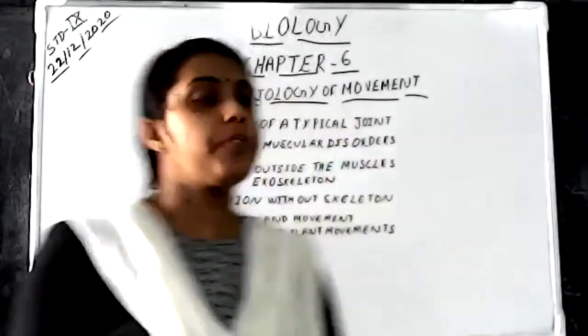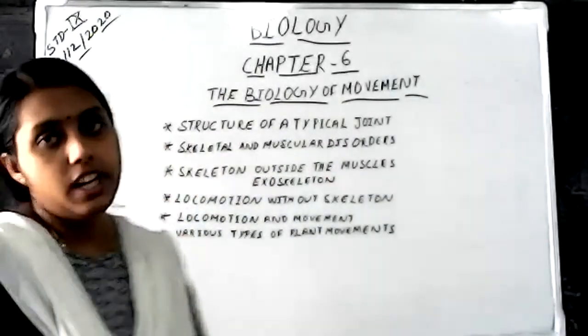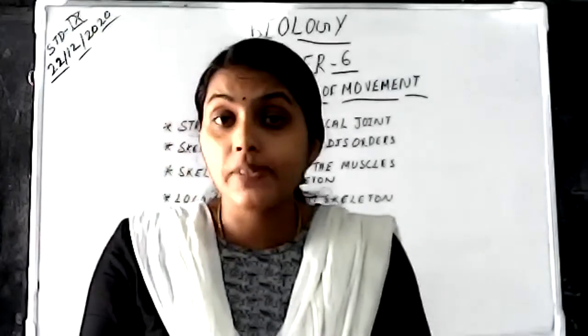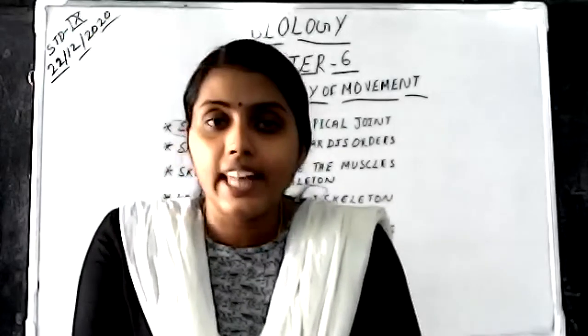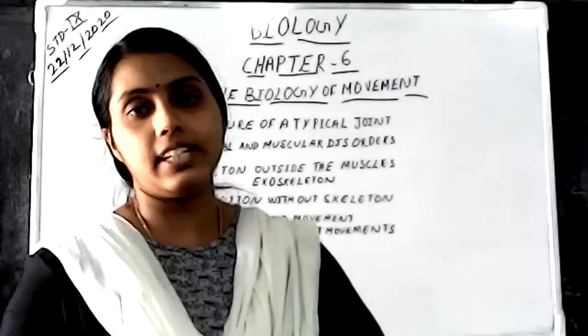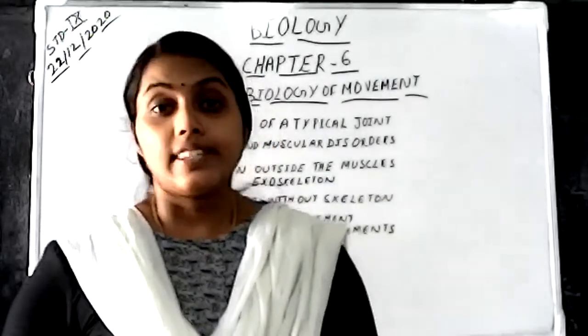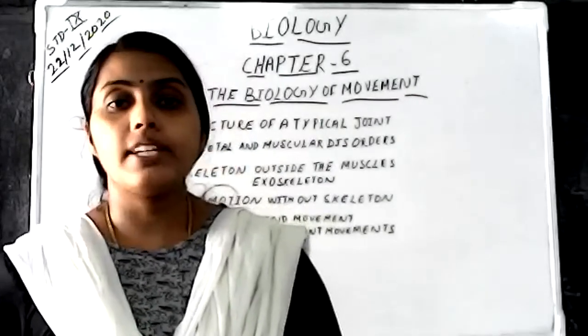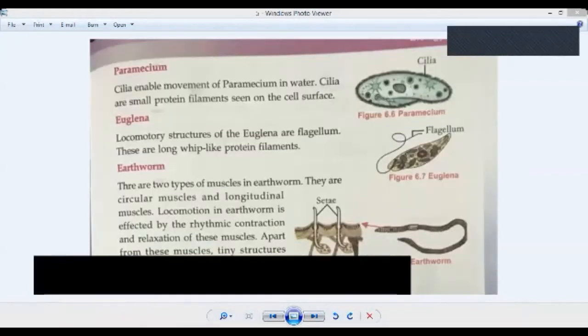It's clear for you. Then next is locomotion without the skeleton. There are certain organisms having locomotion without the skeleton. What are the locomotory movements without the skeleton? We can see it now. Locomotion means movement. So these are the organisms that are without the skeleton, moving without the skeleton.